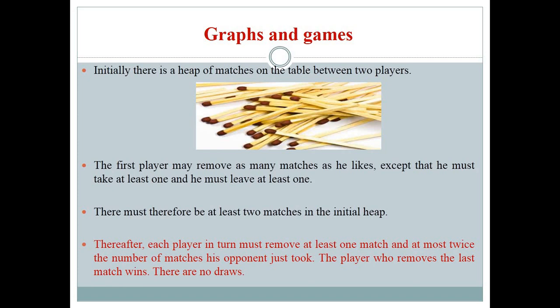So in that, initially there is a heap of matches on the table between two players. The first player may remove as many as he likes, except that he must take at least one and he must leave at least one. There must therefore be at least two matches in the initial heap. Thereafter, each player in turn must remove at least one match and at most twice the number of matches his opponent just took. The player who removes the last match wins. There are no draws.